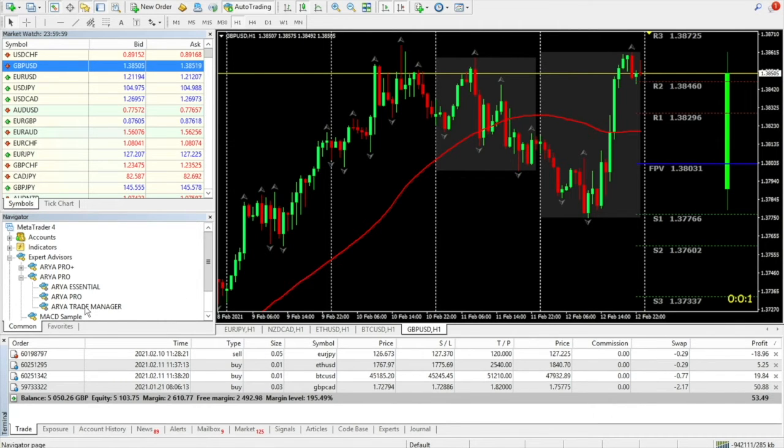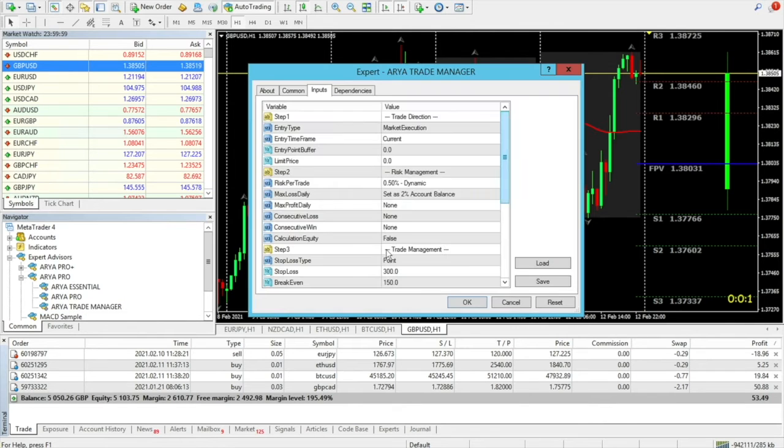To launch Arya Trade Manager, simply click and drag over onto the chart. Here you will see the parameters you need to set in order for Arya Trade Manager to assist you and enter into a trade. Step 1 is the trade direction. The first step of step 1 is the entry type.